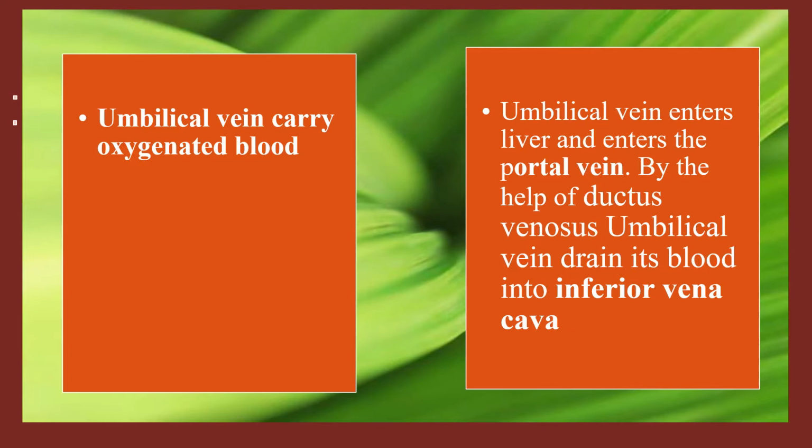The umbilical vein enters the portal vein in the liver, and then with the help of the ductus venosus, the umbilical vein drains its blood into the inferior vena cava. Here, the ductus venosus acts as a bypass for the umbilical vein between the portal vein and inferior vena cava. And the umbilical vein, before entering the portal vein, contains 100% oxygenated blood.